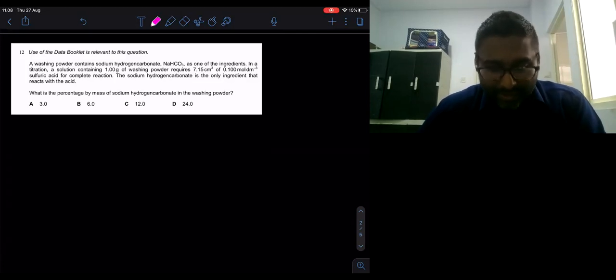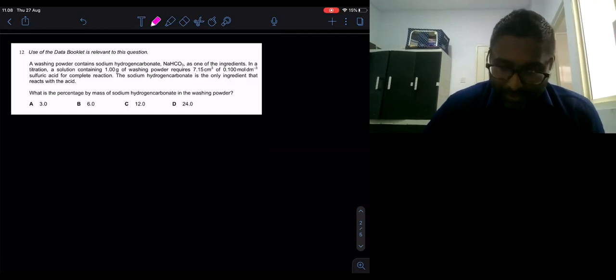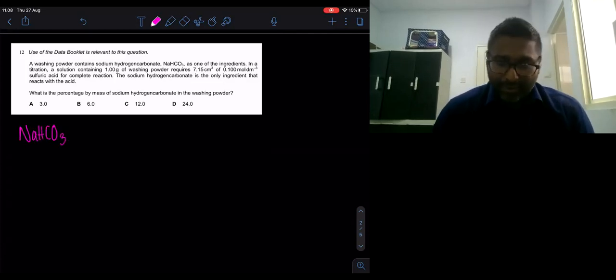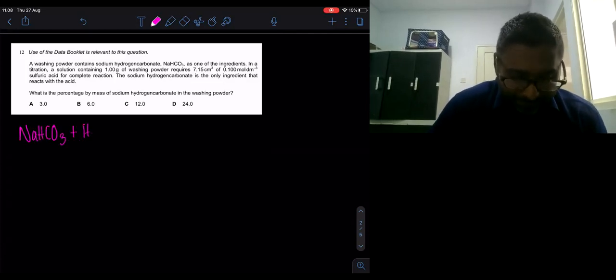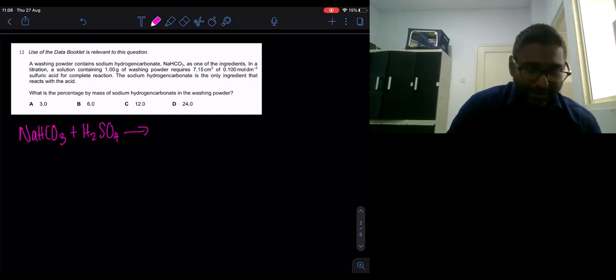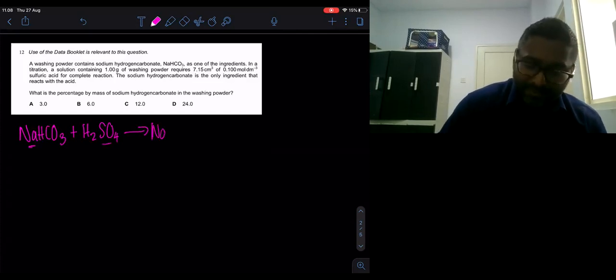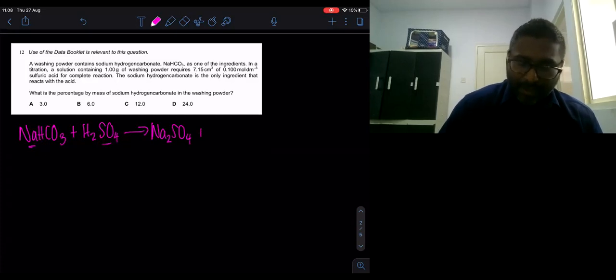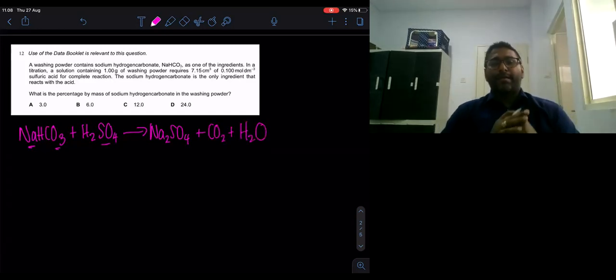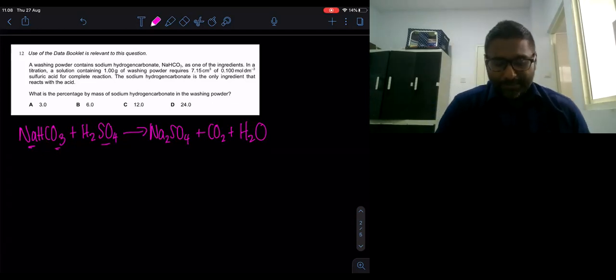So let's do this. Here we know that sodium hydrogen carbonate is going to react with sulfuric acid. So what do we get? If you are not sure, just straight away follow this one. Sodium sulfate, plus something, hydrogen carbonate. They will give you carbon dioxide and water. This one you must know. You can always guess. HCO3 will give you this. Then after that, please balance this equation.